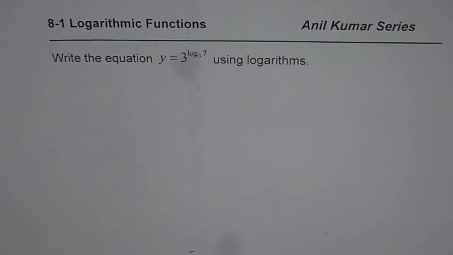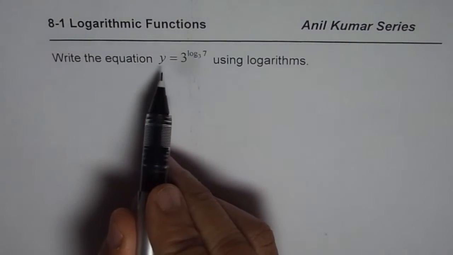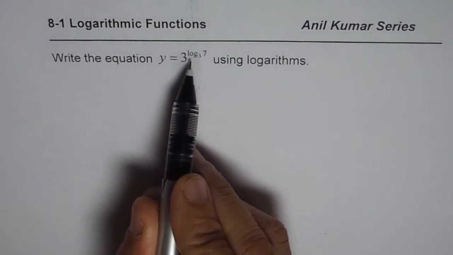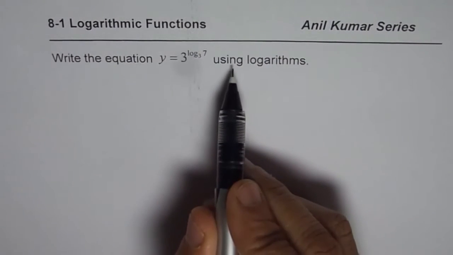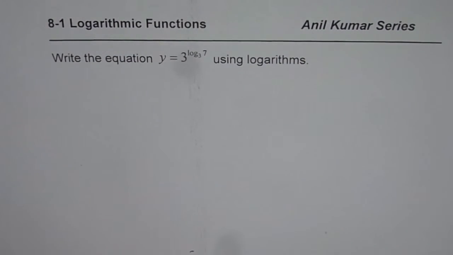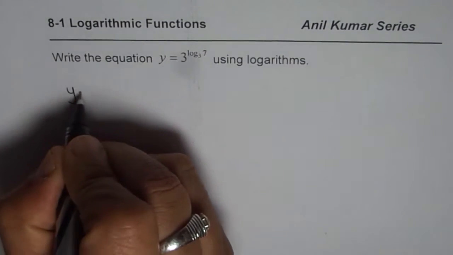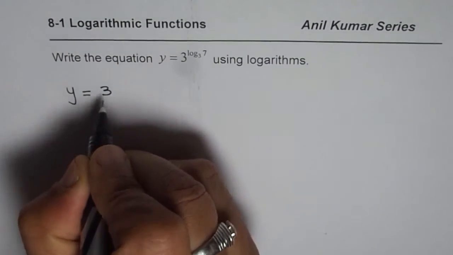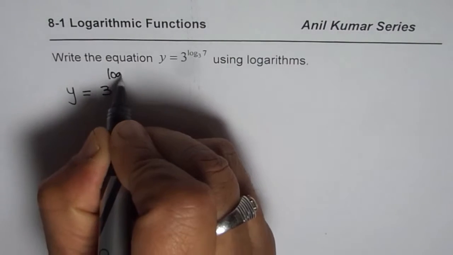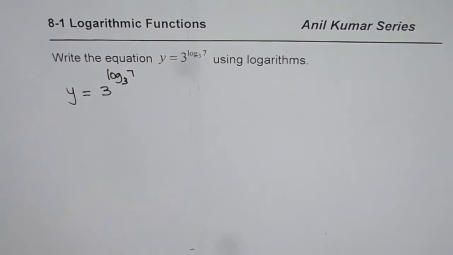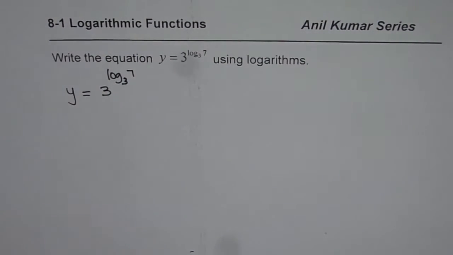The question is, write the equation y equals 3 to the power of log base 3 of 7 using logarithms. So we have an equation here, y equals 3 to the power of log to the base 3 of 7. We have to write this equation using logarithms only. This is a combination of exponential and logarithmic equation. How are you going to do it? You can pause the video and answer the question.